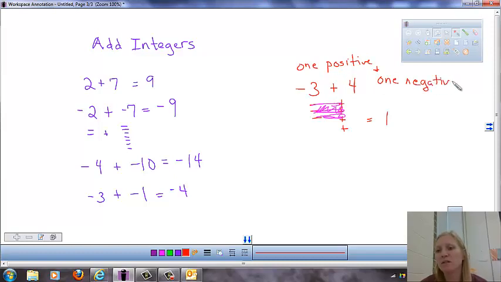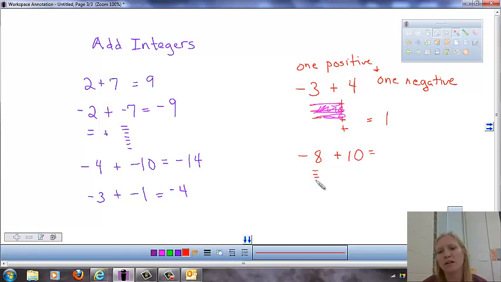If you have 1 positive and 1 negative, you end up actually subtracting instead of adding. So I'm going to try 4 minus negative 8 is 1 plus 10. One negative, one positive.